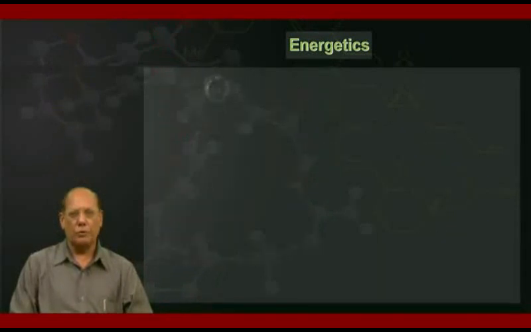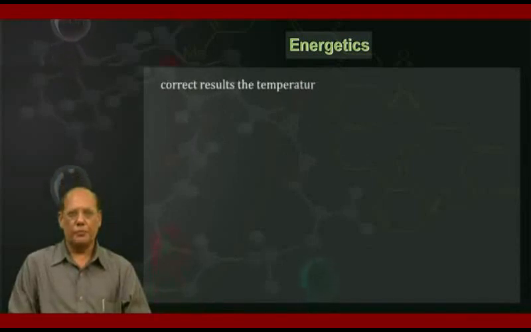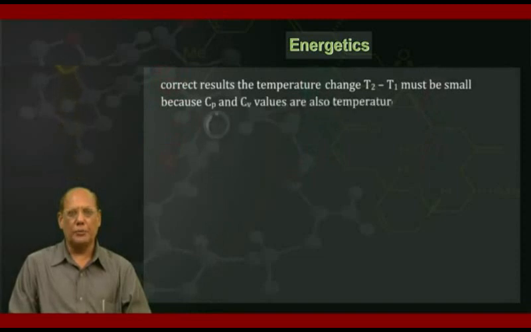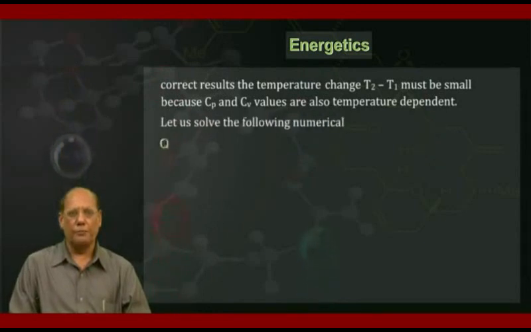But for getting more correct results, the temperature change T2 minus T1 must be small, because Cp and Cv values are also temperature dependent. Let us solve the following numerical.